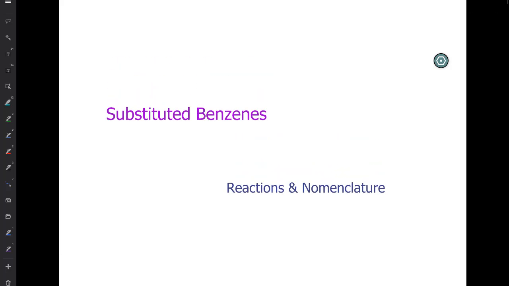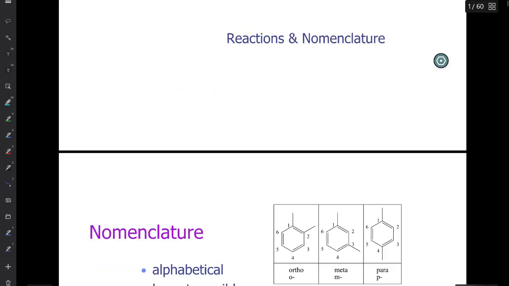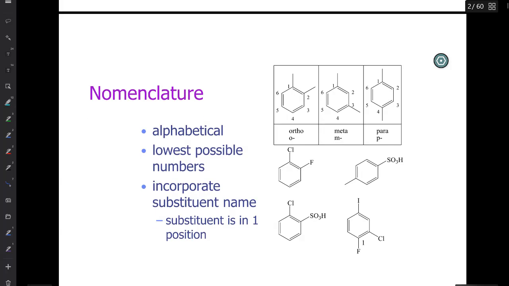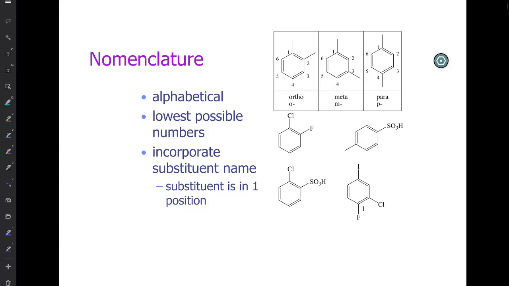So we've reviewed reactions of benzene, and what we're going to do now is go into the reactions of substituted benzenes and some of their nomenclatures. There's a few things that we need to point out. The nomenclature is basically what you'd expect it to be. You take the benzene ring and you number the substituents so that you get the lowest possible numbers.